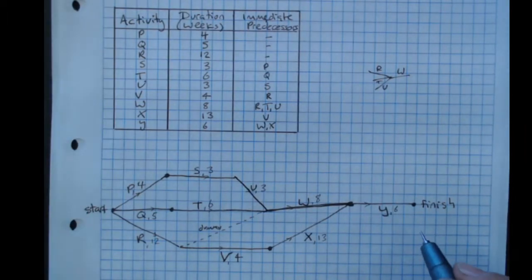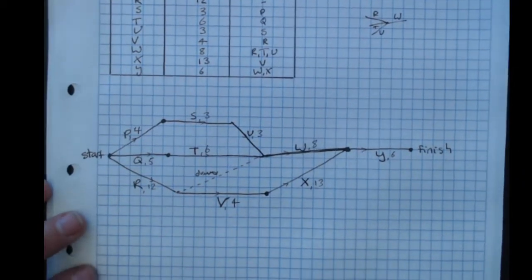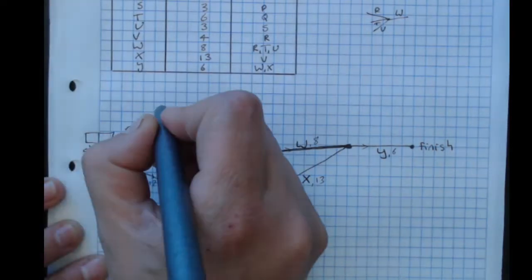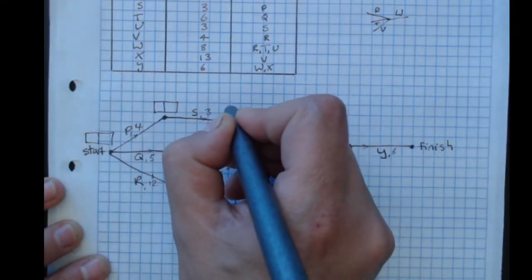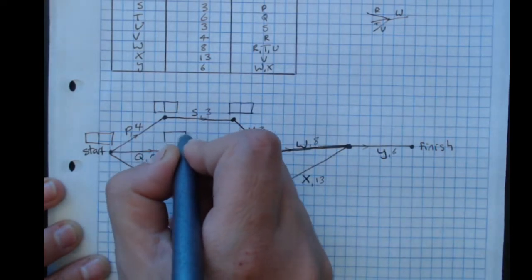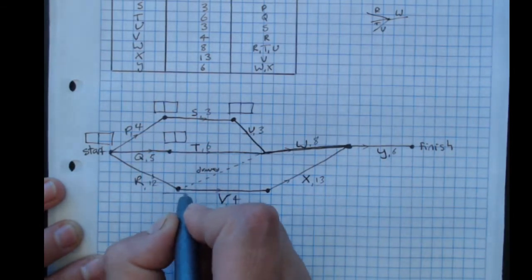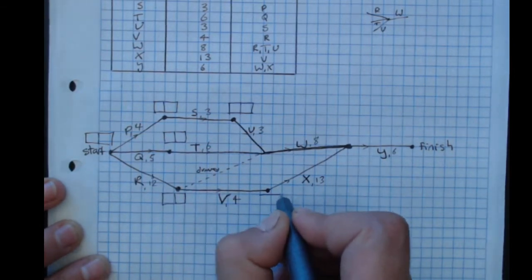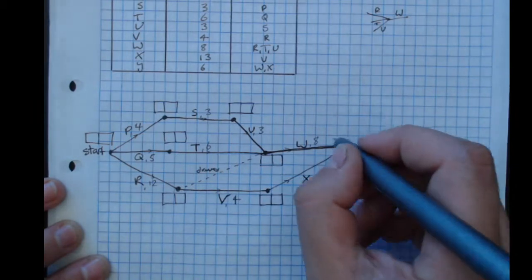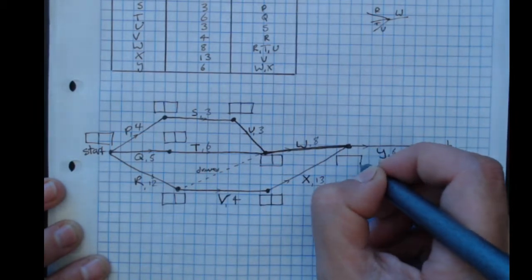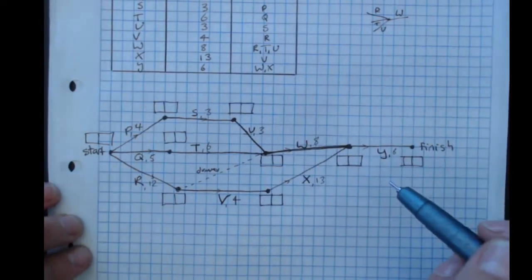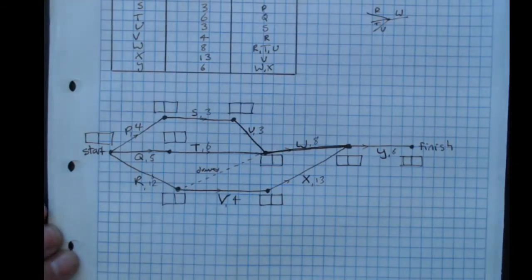So my times and arrows are in. All right, and a double box at every vertex. Make sure we actually put vertices in. So every vertex gets a double box. Did I get everything? Looks like it. So then it's forward and backward scanning.